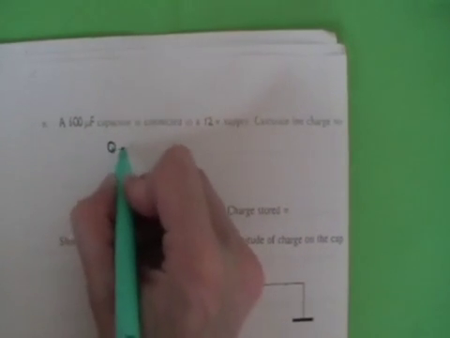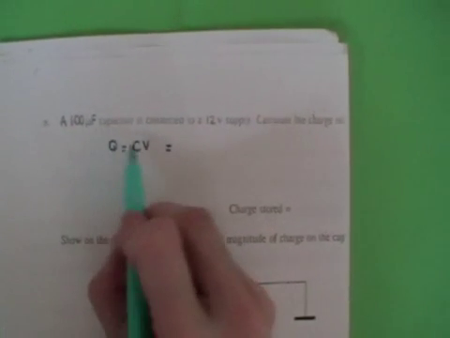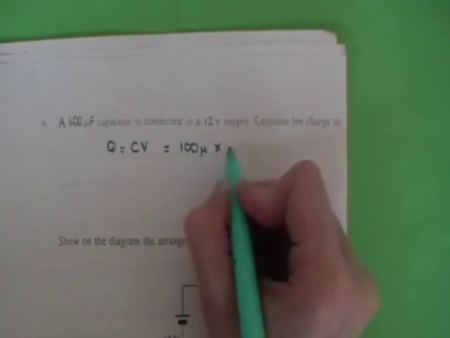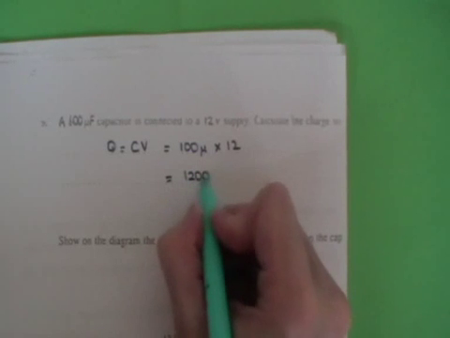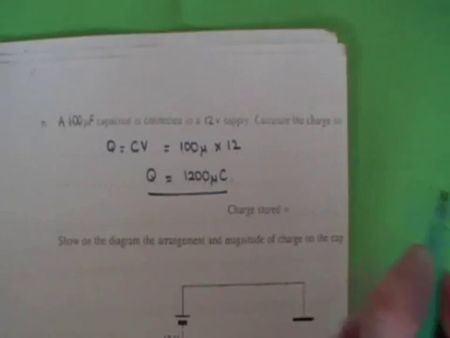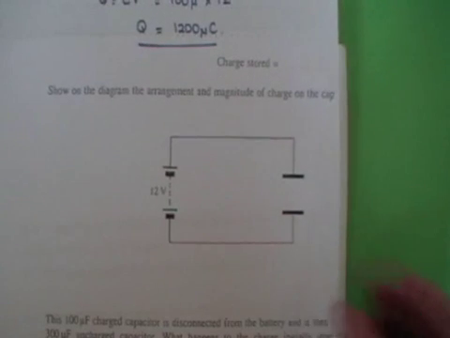Calculate the charge stored. So we know Q is equal to CV, and therefore C is equal to 100 microfarads, I'm just going to write the micro in, and V is 12, and that gives you an answer of 1200 microcoulombs. Q is equal to 1200 microcoulombs. Show on the diagram the arrangement and magnitude of the charge on the capacitor.